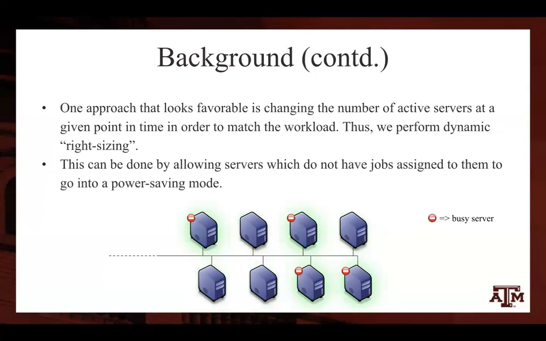In the perfect scenario, as shown by this diagram, we want to maintain only those servers which are currently processing requests, and all the other servers must be turned off. One approach which the paper talks about to implement this solution is called dynamic right sizing the data center. This is done by allowing the servers which don't have any jobs assigned to them to go into power saving mode.